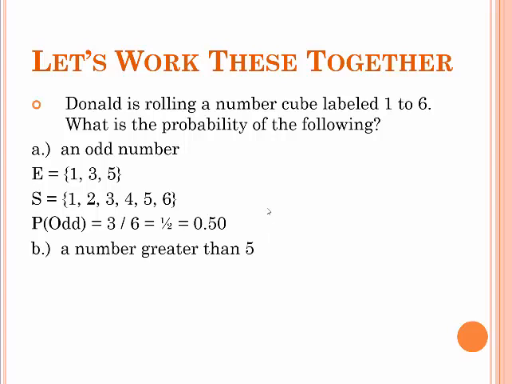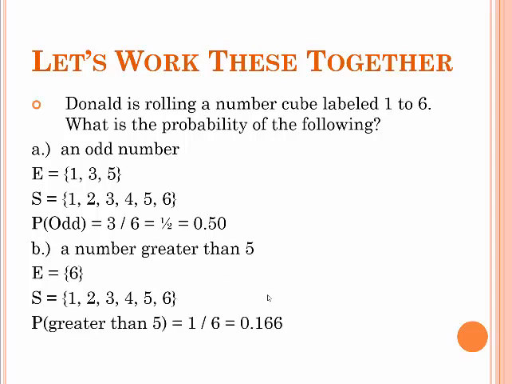How about if he rolls a number greater than 5? What's the only number on a 6-sided die greater than 5? That's rolling a 6. The sample space is still all the outcomes, 1, 2, 3, 4, 5, 6. So the probability that he rolls greater than 5 is the number of ways you could roll greater than 5, which is 1, divided by the total number of outcomes, which is 6. So it's just 1 divided by 6, or 0.166, and so on.